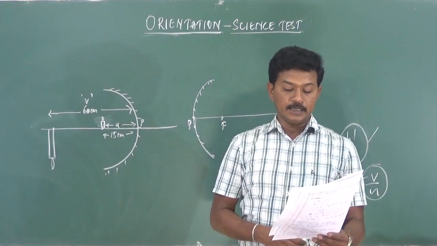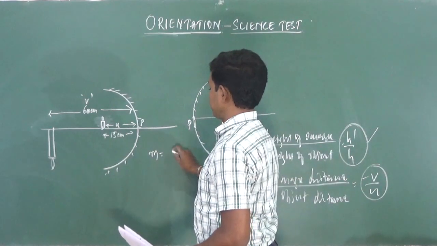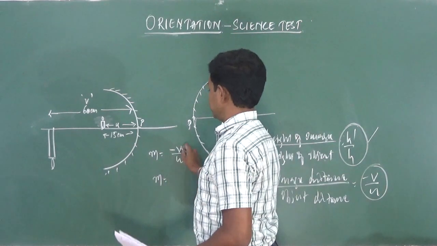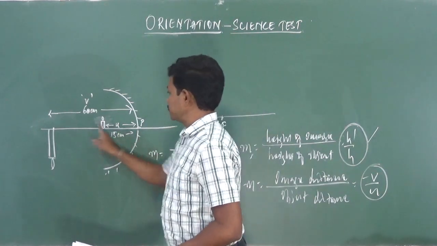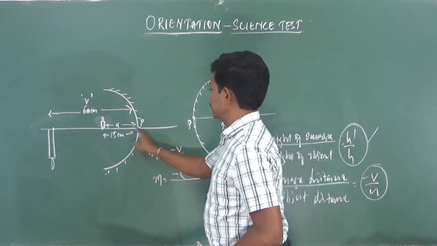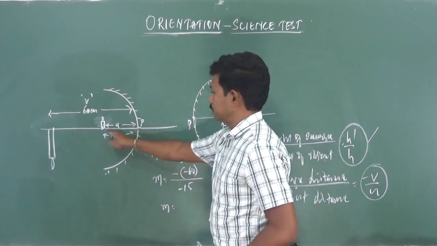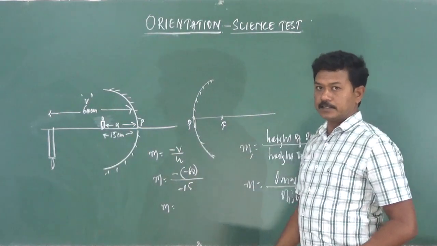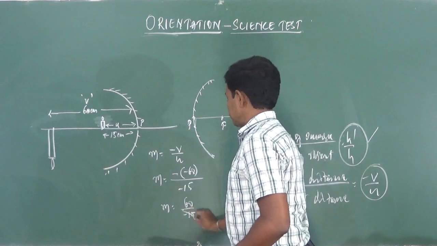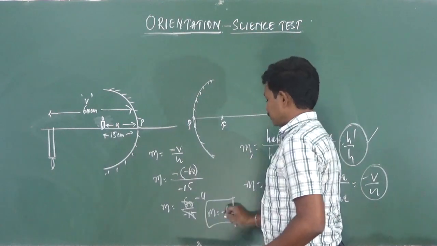Next, find the linear magnification of the image produced. Linear magnification is given by M is equal to minus V by U. So M is equal to minus V, that is minus of this value, V is minus 60, by U value, which is minus 15. Because you are measuring against the direction of the light rays, minus into minus is plus, 60 by minus 15. So the answer is minus 4. So M is equal to minus 4 is the linear magnification.